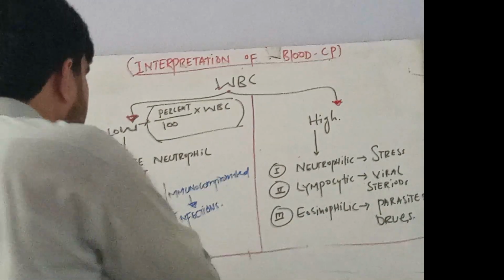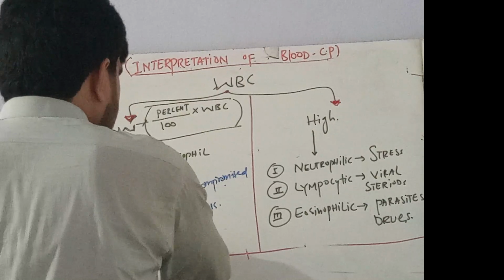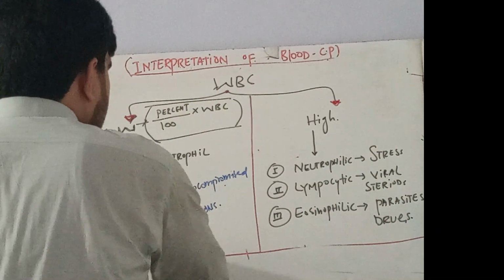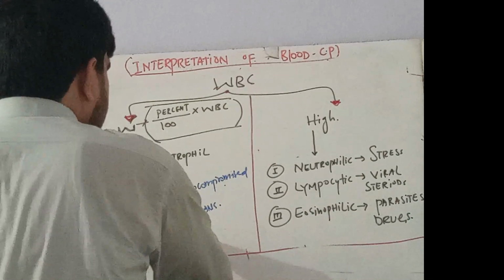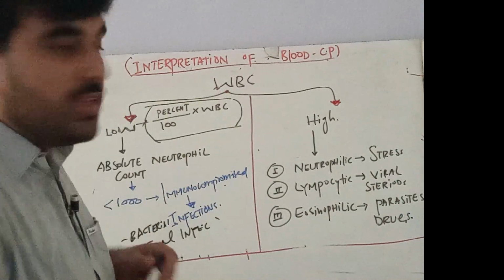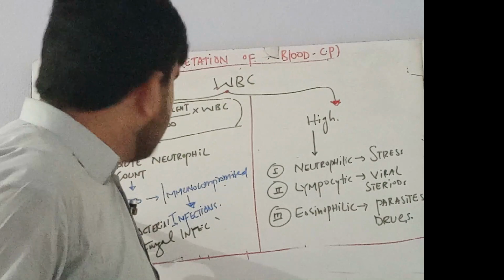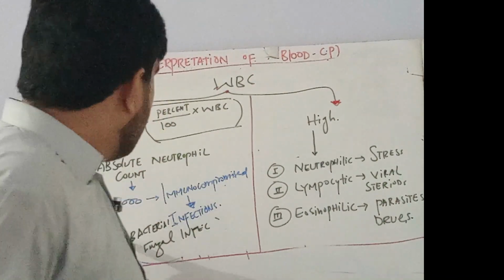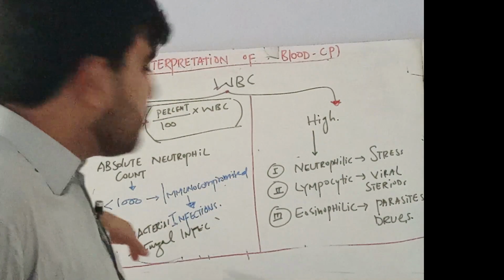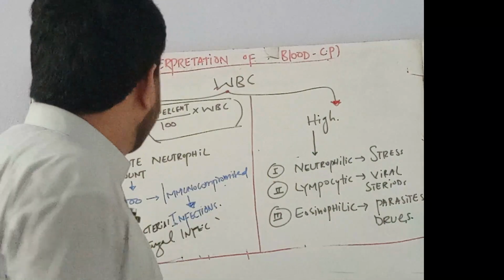So the bacterial infection on the top, the fungal infection. So if the WBC count is low, we have to calculate the absolute neutrophil count. If that is less than 1000 and less than 500, on the top we are having bacterial infection, then fungal infection, and even the normal flora can cause severe infection and sepsis and even death.